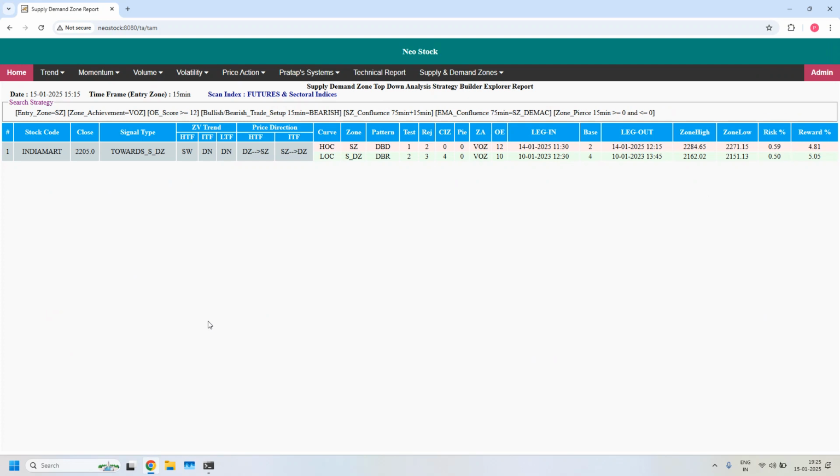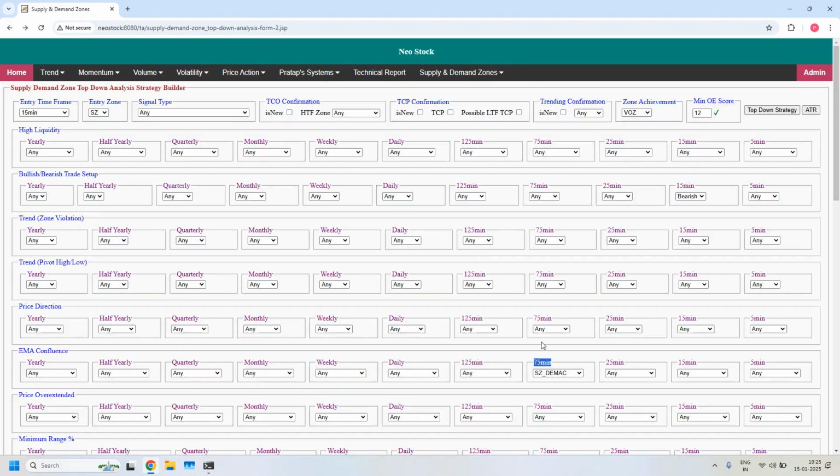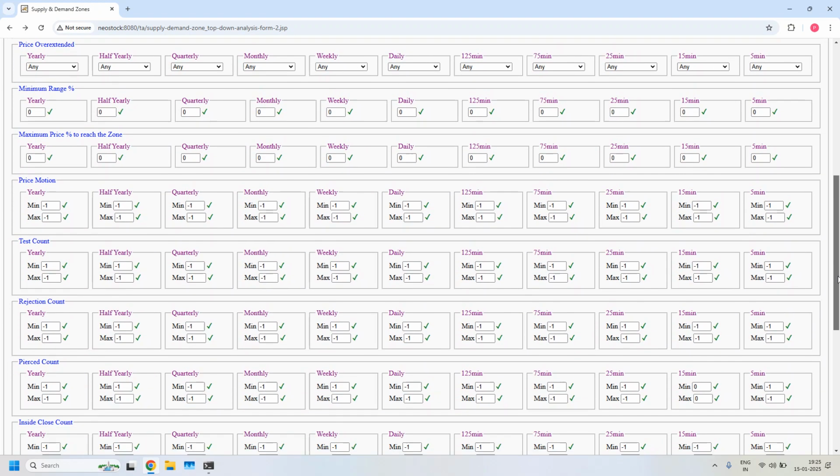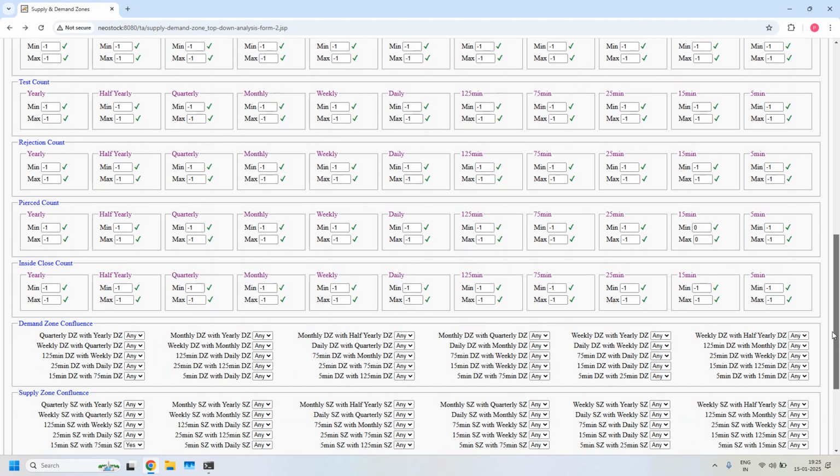Okay, this is about bullish LTF, ITF supply zone confluence. Next, LTF, ITF and HTF supply zone confluence. I have to remove ITF EMA filter, removed it. And in the supply zone confluence, we should set 3 filters. First filter is already enabled, that is 15 minutes with 75 minute supply zone confluence. Second filter, 15 minute supply zone with daily supply zone confluence. Third filter, 75 minute supply zone with daily supply zone confluence.